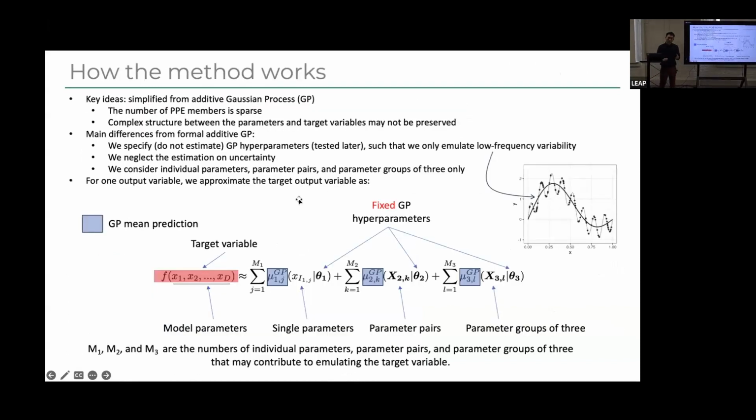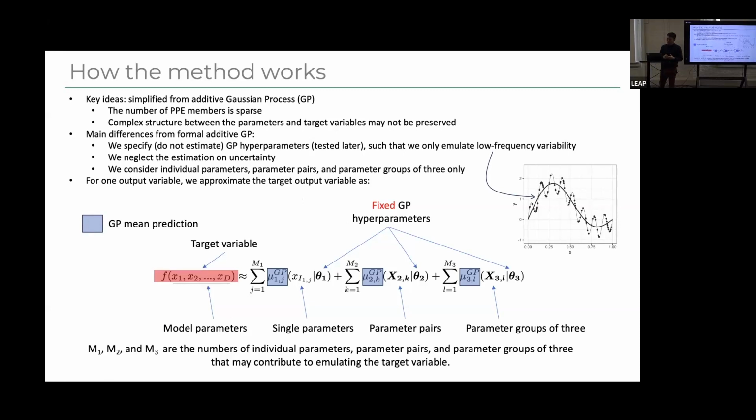The key idea is that this method is extremely simplified from the additive Gaussian process. The reason we came up with this is that PPEs are very sparse. Normally we only have a few hundred ensemble members, but the parameter space is several tens of dimensions. In this case, it's 45. So it's very sparse. We think there might be complex structures in the data set that cannot be preserved, so why don't we just focus on the simpler ones?